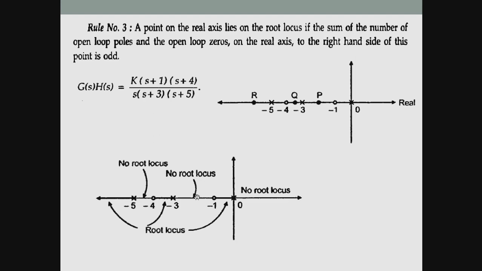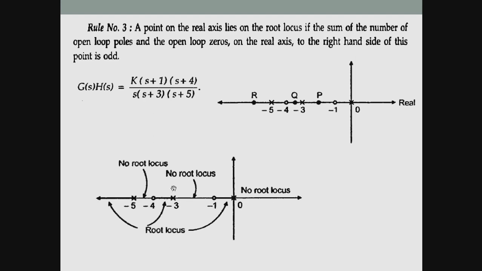Let me take the point to be here. To the right side of this, how many poles and zeros are there? There is one pole and one zero, so 1 plus 1 will be 2. So 2 numbers. 2 is an even number, so there will be no root locus in between this, on this line.